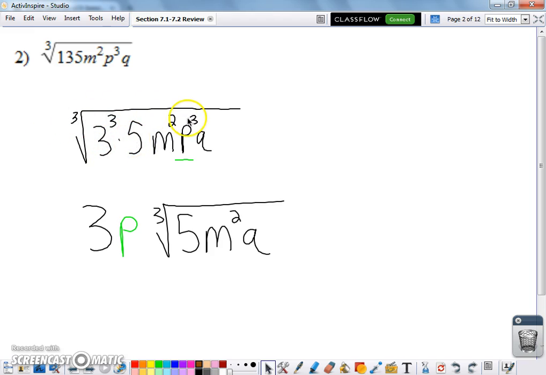The troll toll is 3. The only thing that can pay that toll is, in fact, that p. P to the third walks out as a p, and then that 3 to the third, that base walks out. Everything else is stuck under there. There's your answer for number 2.